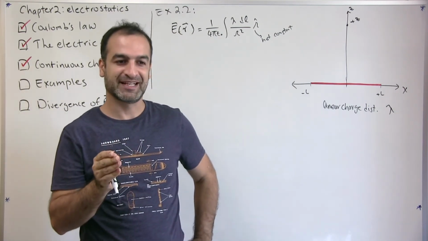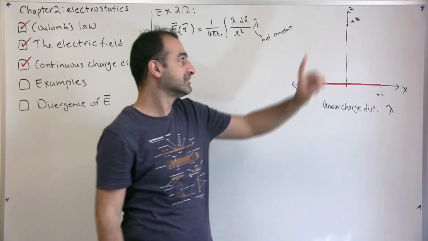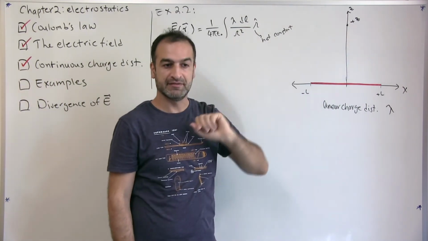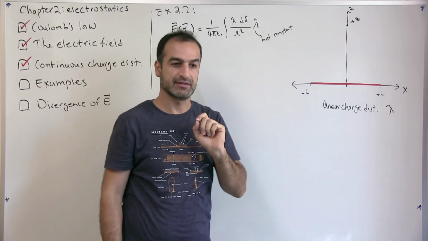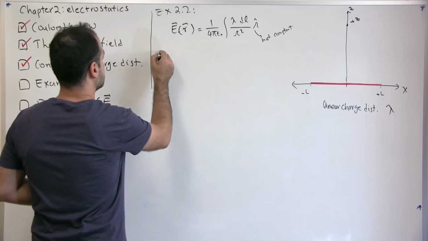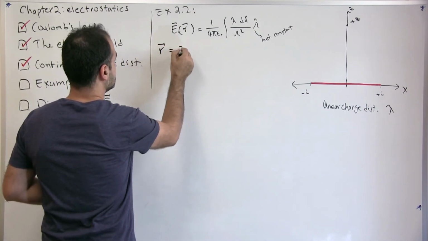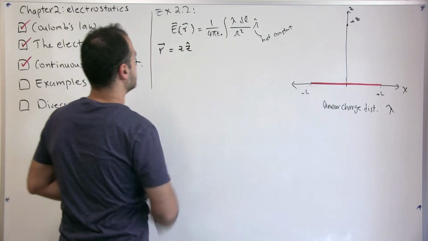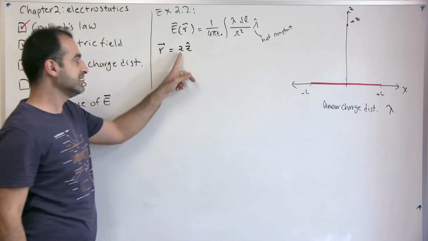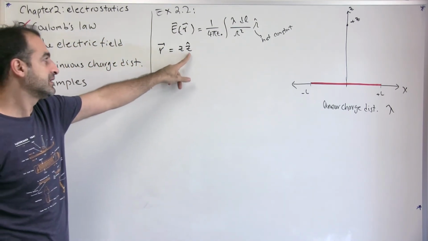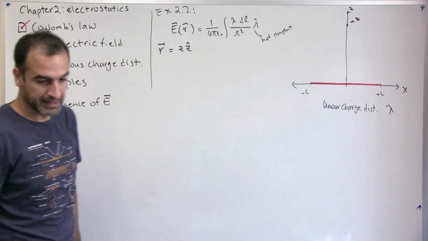I want you to answer. The field point is here, positive Z on the Z axis, okay? So the position vector for R is Z times Z hat, and this is a constant. The value of Z is a constant, and Z hat is a constant, okay?